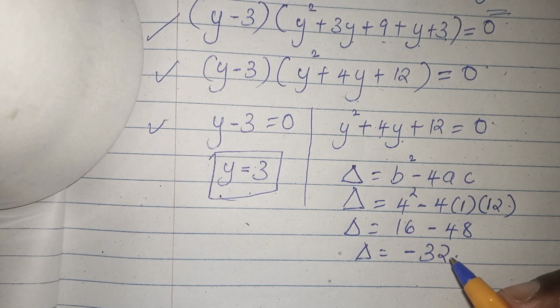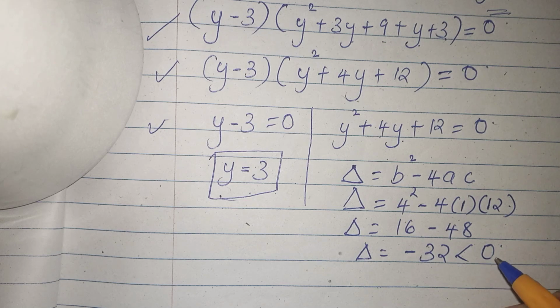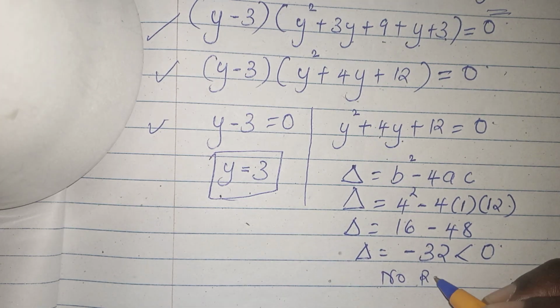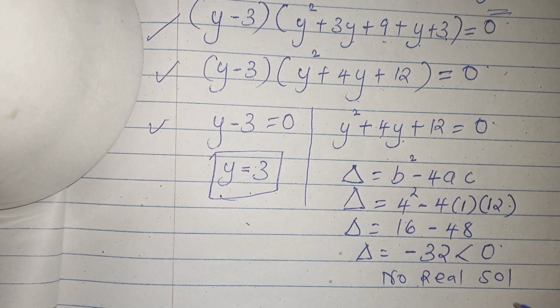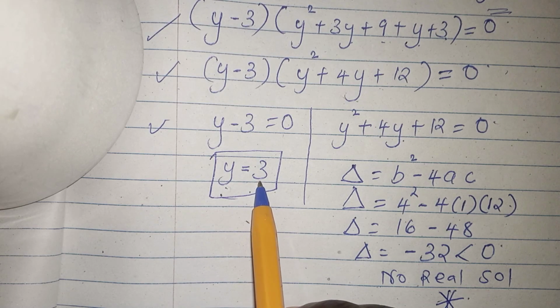So negative 32 is less than 0. So this will not give us a real solution. So no real solution. So we'll reject this. We shall therefore reject this. We are left with y is equal to 3.